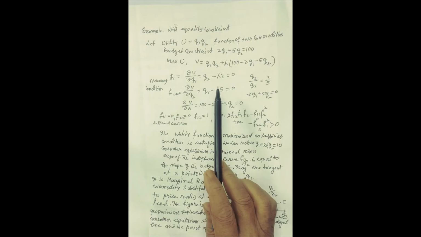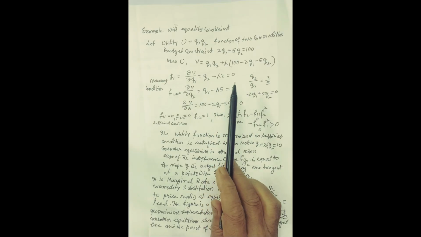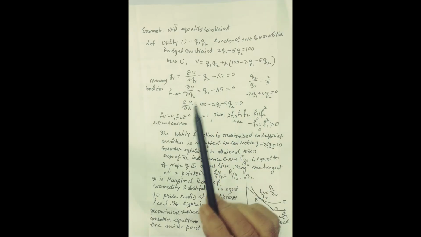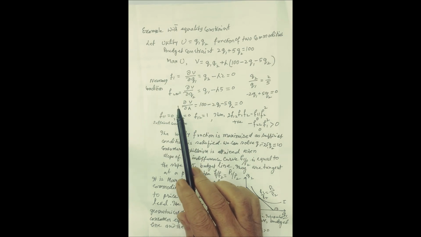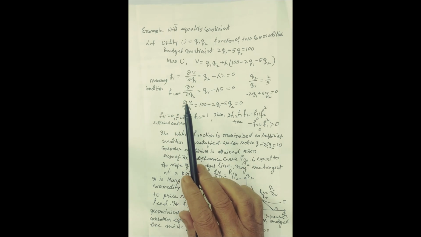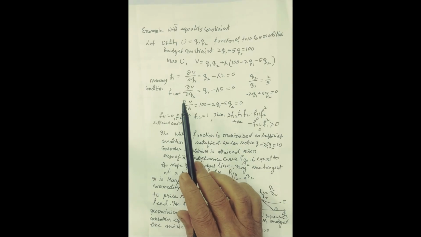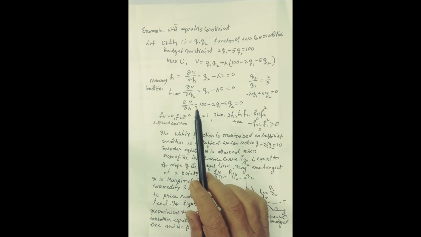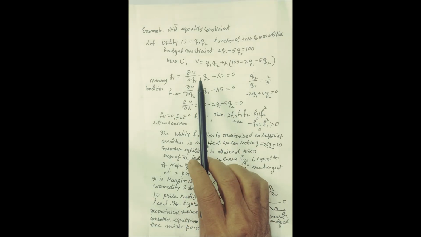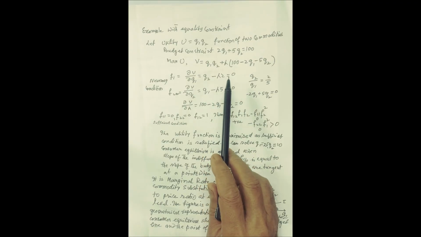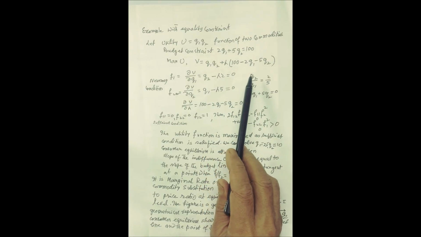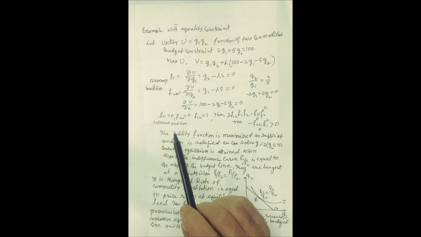So 2 is the price of Q1 and 5 is the price of Q2. Now we have to maximize the utility. So the consumer wants to maximize his utility. So the constraint function is P is equal to Q1 Q2 plus lambda into 100 minus 2Q1 minus 5Q2.